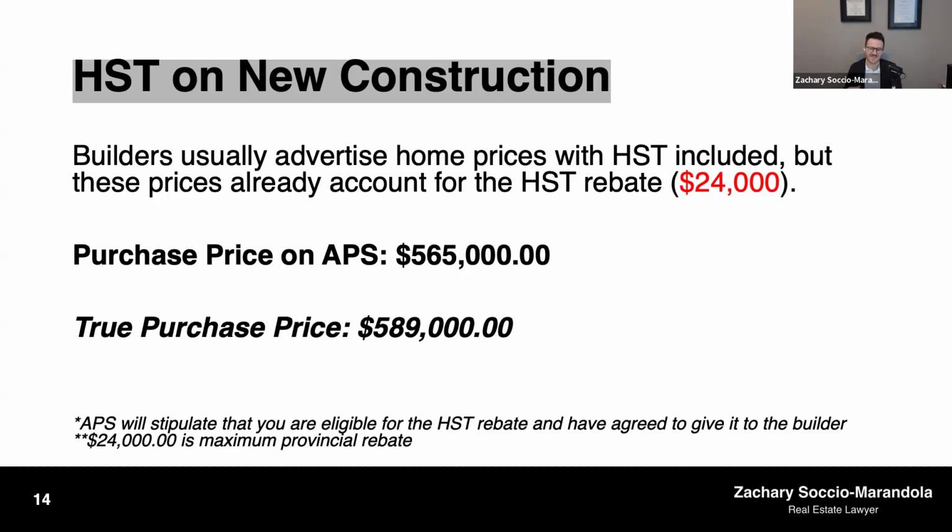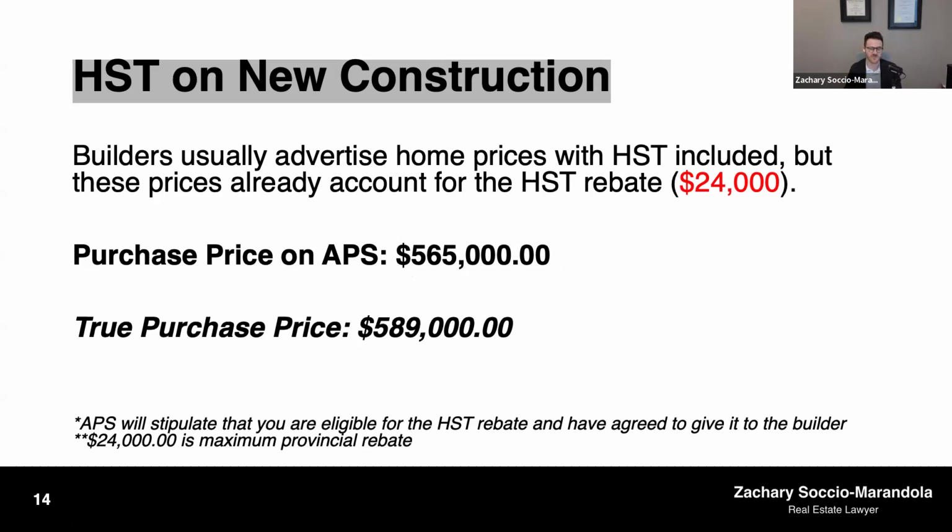While builders actually advertise it with or already including that HST rebate. So when they put the purchase price on the APS with HST, the true purchase price is actually $589, right? Because this $24,000 is already being taken into account. And they do that by stipulating in the builder agreement of purchase and sale that you're eligible for the HST rebate, and you've agreed to assign it to the buyer. There's paperwork that we do to make sure that happens. And then they give you credit for it. So they take that with this, which is the true number, and they show you this price, $565.